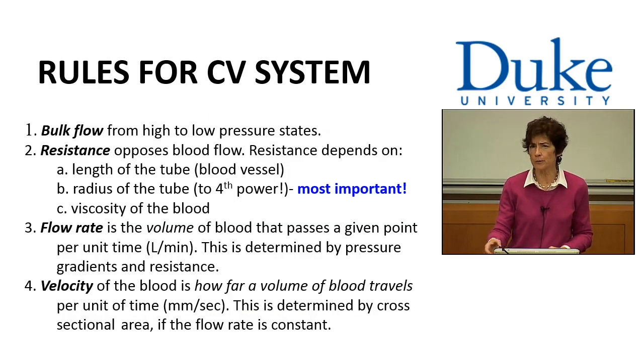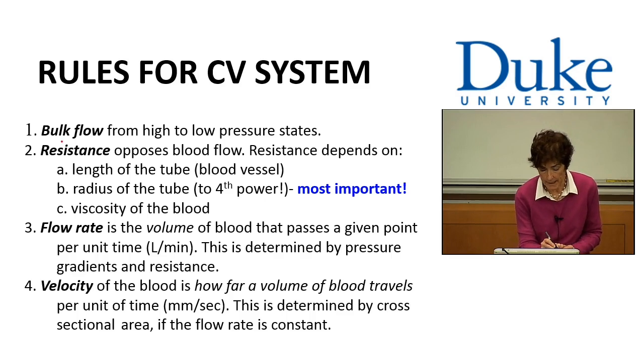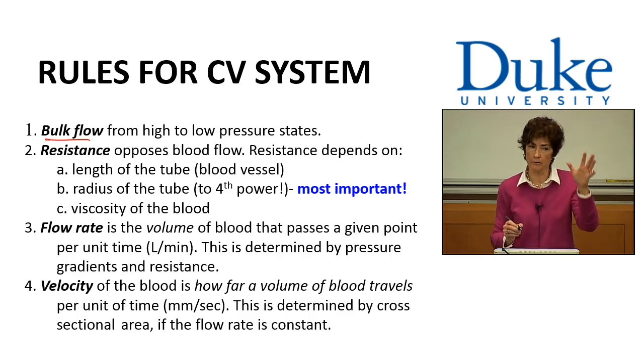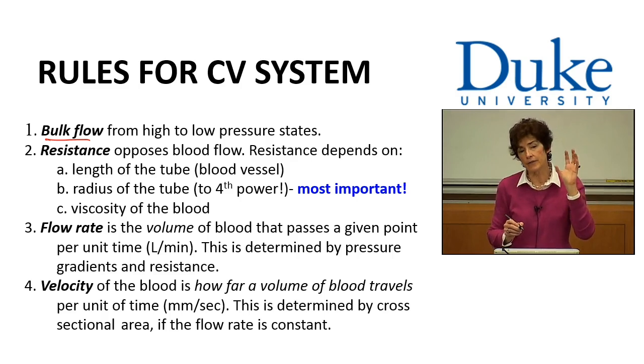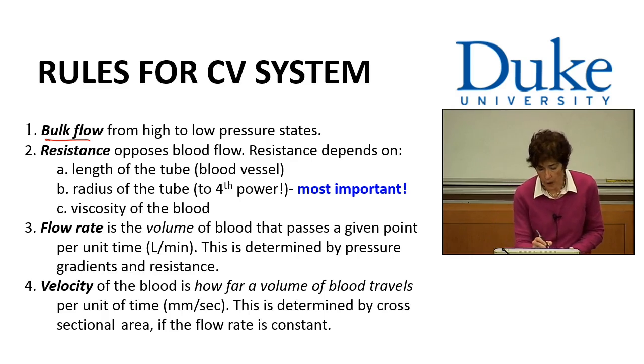Okay, so what are the rules for the cardiovascular system? The first rule is that the flow of blood is going to be unidirectional through the system, and that the flow is generated by a pressure gradient, which is generated by the heart. And the flow will go from high to low pressure states.